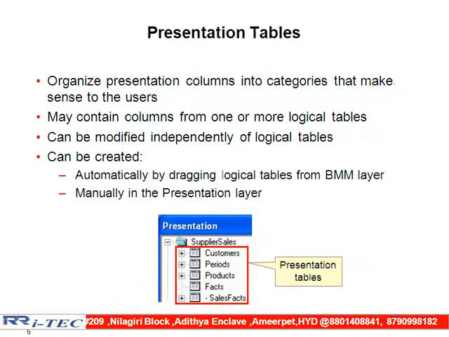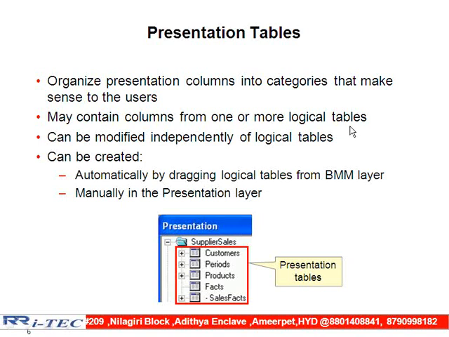Next we have presentation tables. Presentation tables organize presentation columns into categories that make sense to the users. That means if you see this name, customers, what is it? This means, okay, in this one I have total customer related information: customer name, customer address, customer phone number, all these things will be there. That much of sense you are getting or not? Next, here I am saying periods. Periods means, okay, it talks about time totally. Year, quarter, month, everything will be available over there.